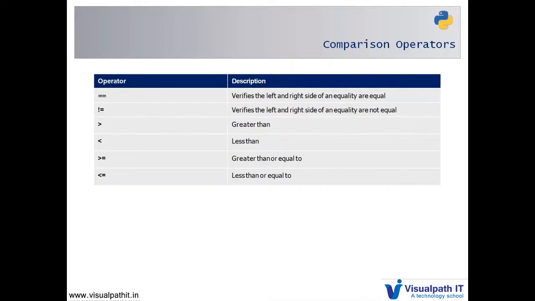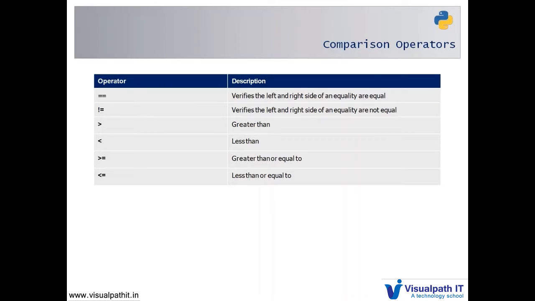Whether 0 is equal to 0, 1 equal to 1, it will evaluate to true. So whenever we want to compare two values, one on the left and one on the right side, we use an equal to operator. The next one is not equal to. It verifies the left and right side of an equality are not equal.